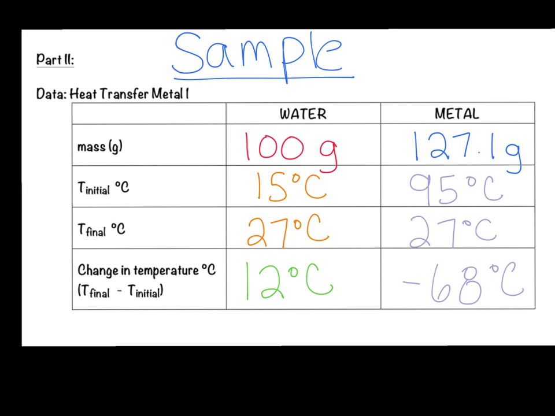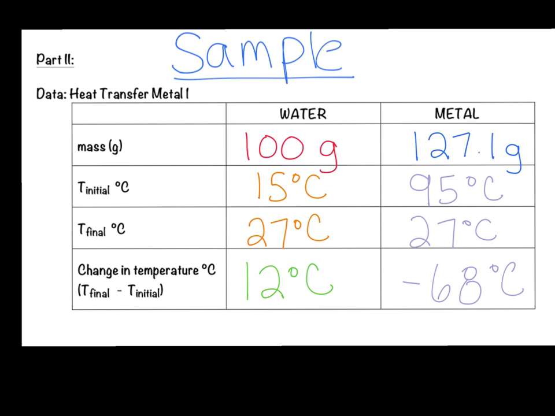The mass of my water is the amount that I put in my graduated cylinder. It says mass, but really the mass of your water is just the volume that you put in your graduated cylinder. The initial temperature is the initial temperature of the cold water, so 15 degrees Celsius, it's very cold. The final temperature, notice how these two numbers are the same. The final temperature was the final temperature of the metal and the water in the same cup, okay?